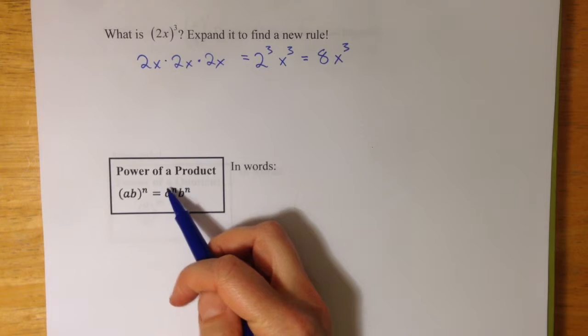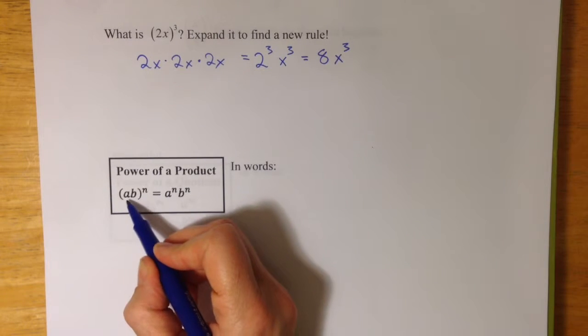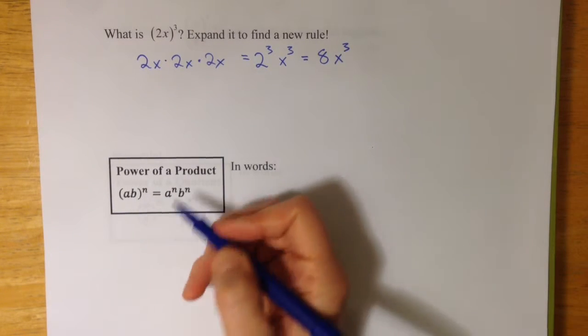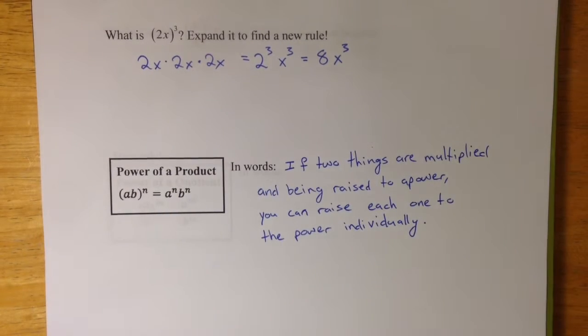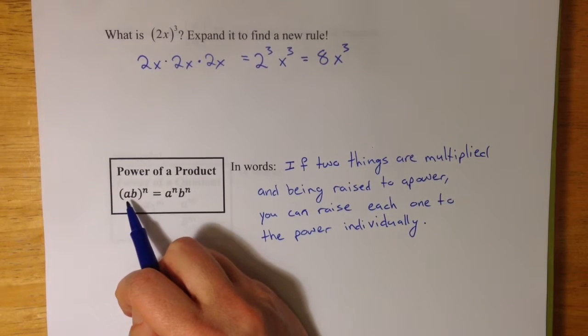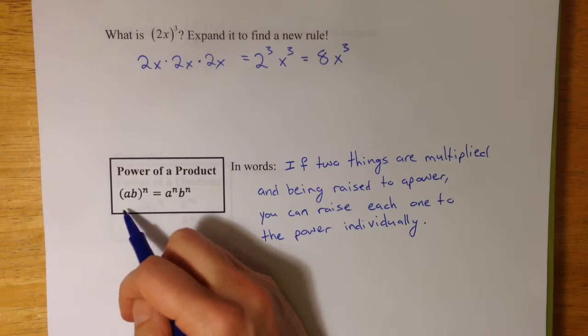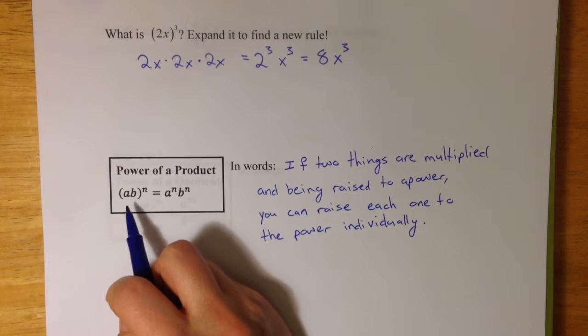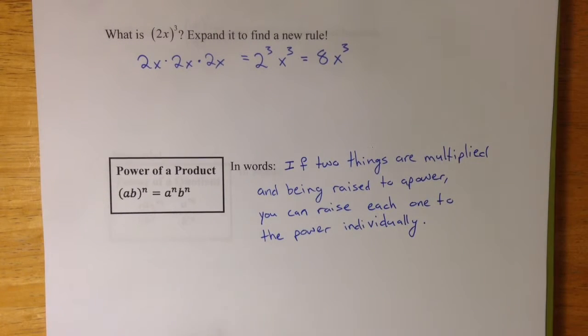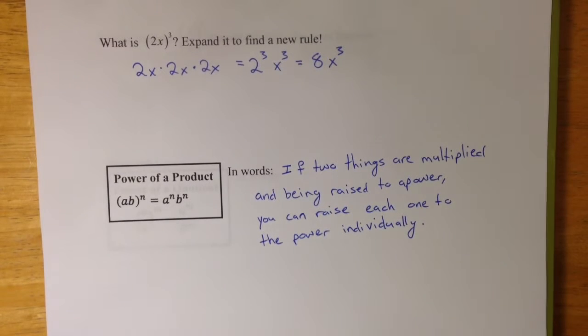So the power of a product rule just means that if you have 2 things inside being raised to a power, you can raise each thing to the power individually. In my own words, I might say, if 2 things are multiplied and being raised to a power, you can raise each one to the power individually. It is important that you notice that these 2 things are being multiplied, and that's what makes it possible to raise each one to the power individually. Later on in this course, we're going to look at when 2 things are being added in here, and that's a whole different story. But don't worry, we won't try to trick you with that for a while yet.